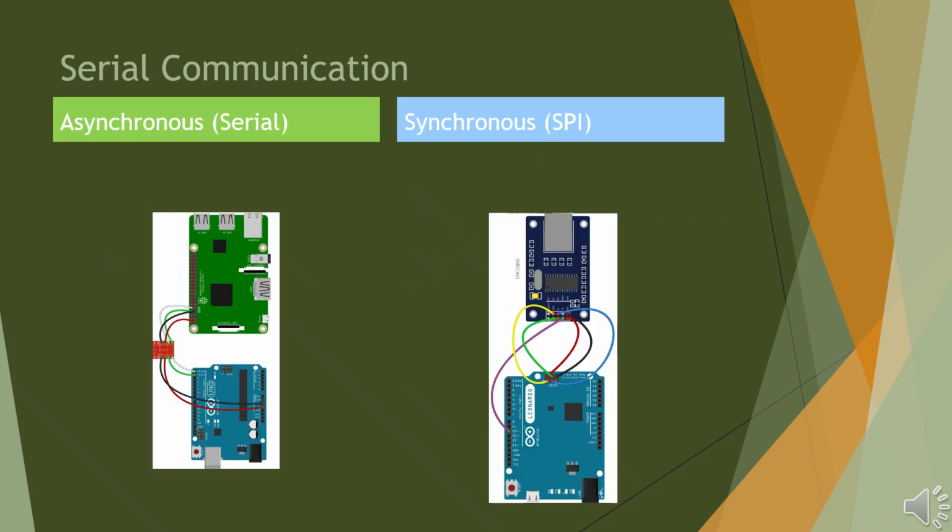In this session, we'll look at two fundamental hardware communication interfaces that allow microcontrollers and computers to exchange data efficiently: serial, UART, and SPI, serial peripheral interface. One: Raspberry Pi and Arduino serial communication. Let's begin with the Raspberry Pi Arduino connection.